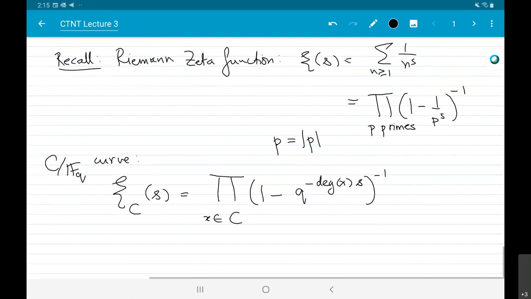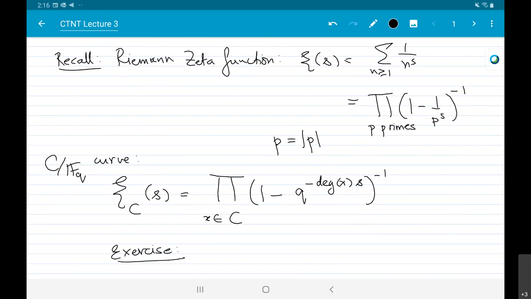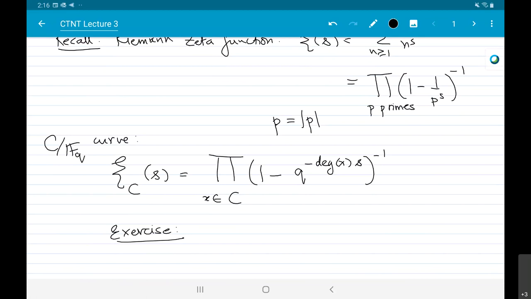And so an exercise. You have to be a little careful about what you mean by a point here. If you're not over an algebraically closed field, you have to be careful about how many times you count the point, basically. So the exercise is to show that Z_C(q to the negative s) is zeta_C(s). Great. So this is one of the reasons it's called a zeta function. And this is very similar to the Riemann zeta function, because q to the degree of x is the size of the field that x is defined over.